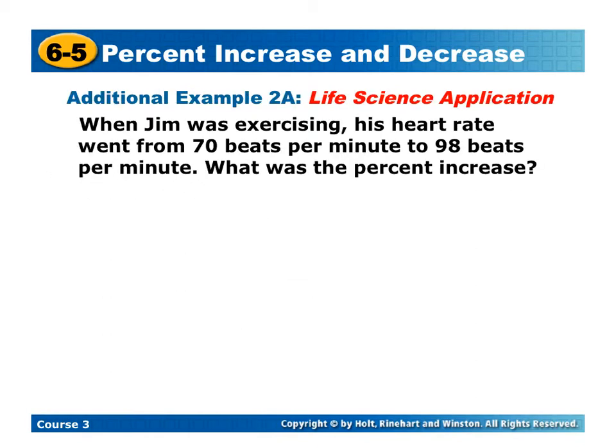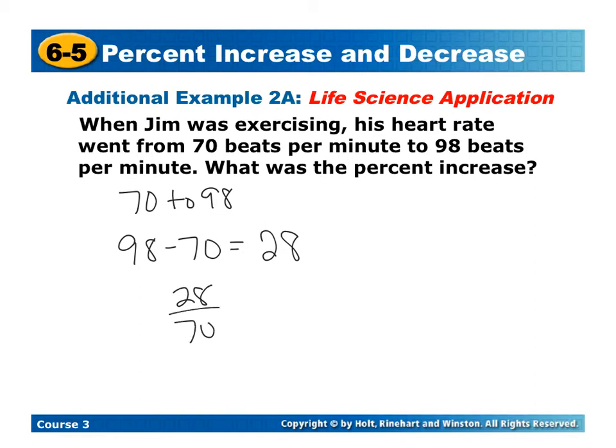Now let's just look at a real life example. When Jim was exercising, his heart rate went from 70 to 98 beats per minute. What was his percent of increase? So we went from 70 to 98. First we're going to find our change. So I'm going to do 98 minus 70, which gives us 28. So it's going to be 28 out of the original 70. Those are both divisible by 7. So this becomes 4/10, which is also the same as 2/5, which as a decimal is 0.4. So here we saw a 40% increase.